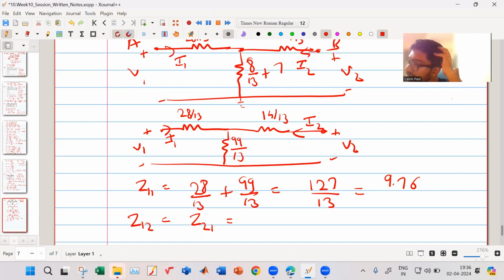Sir, it is transfer impedance, that's why the minus. No. If you apply KVL over here, V1 is 28 by 13 I1 plus 99 by 13 into I1 plus I2. So your V1 is 28 by 13 plus 99 by 13 into I1, plus 99 by 13 I2. So it should be plus. So this actually is equal to 99 by 13. So what is 99 by 13?